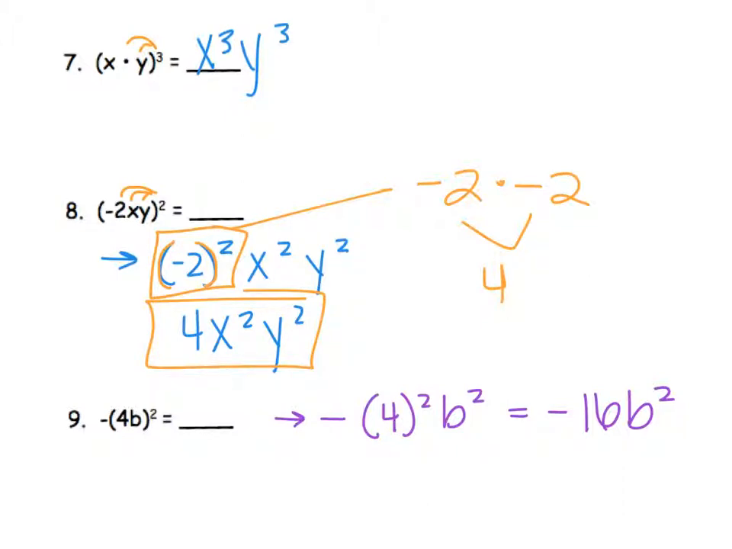However, 8 is different than 9 in the aspect that the negative is a standalone. So the negative does not change. The squared goes only to the 4 and the b. 4 squared is 4 times 4. So we have our negative 16b squared for our answer.